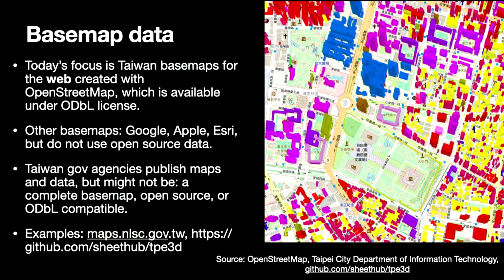An example is if you go to this repo, github.com/sheethub/GPU3D, there is a really high quality building data set for Taipei. However, that data set is available under a license that's not compatible with OSM. So we can't really use this data. We're only going to focus on OpenStreetMap.